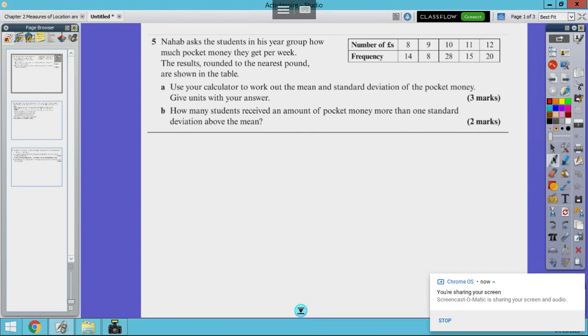I've been shown a fancy piece of technology that means I can share my screen with you all. So that'll be really useful.